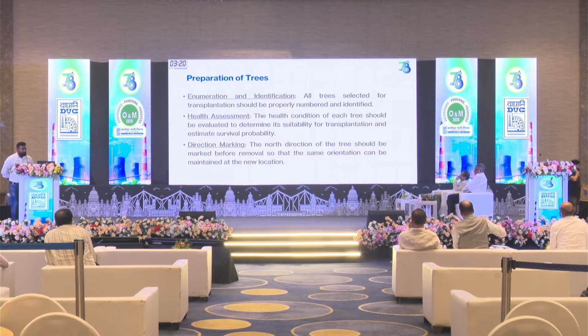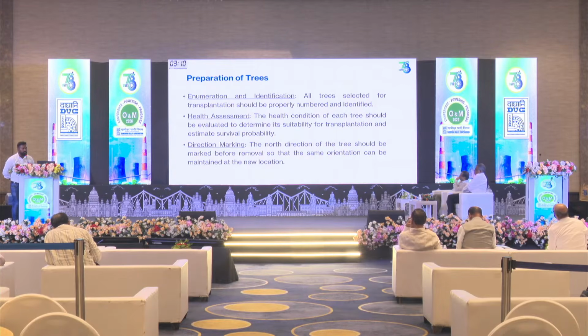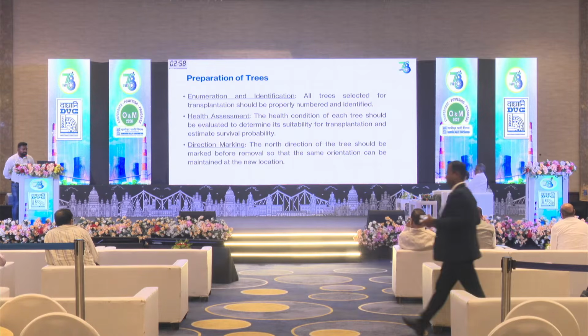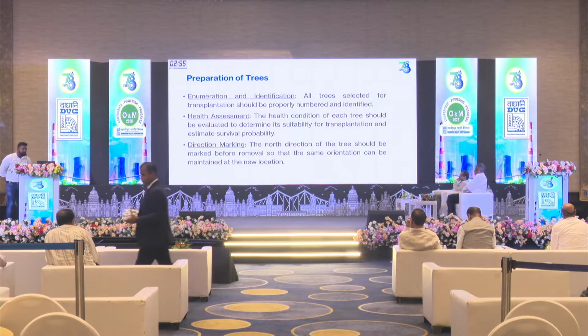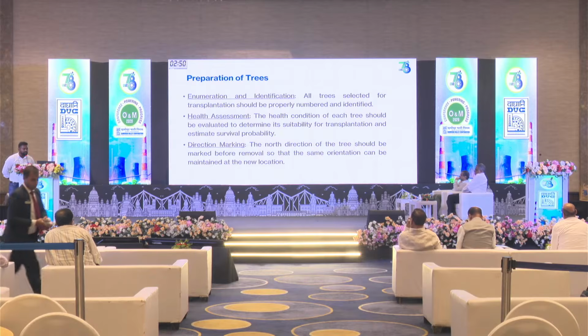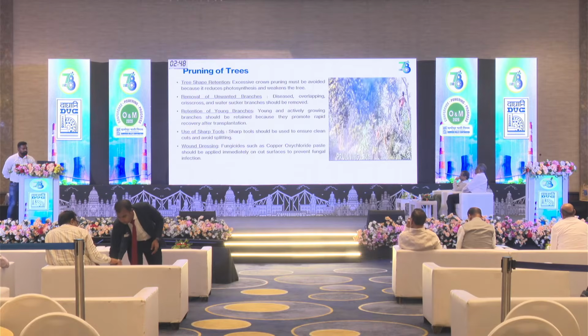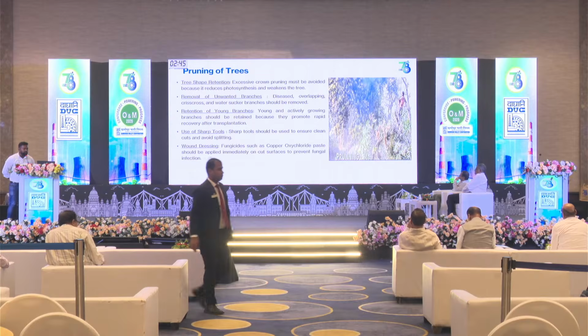During the preparation of the trees, there are three big steps. One is the enumeration and identification. We have to earmark the trees which we are going to translocate and make proper markings. We need a health assessment of the trees to see which can sustain after translocation. Moreover, regarding the direction of the marking, we start the marking from the north side. The same orientation should be maintained after translocation of the trees.